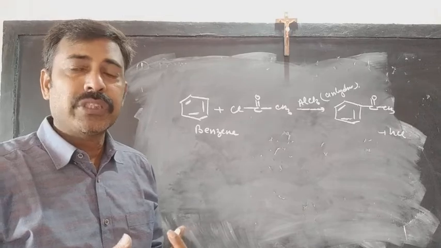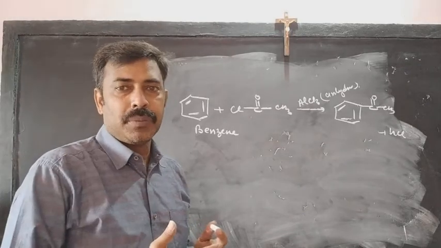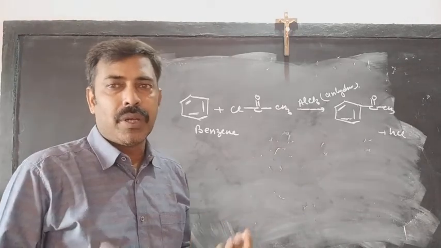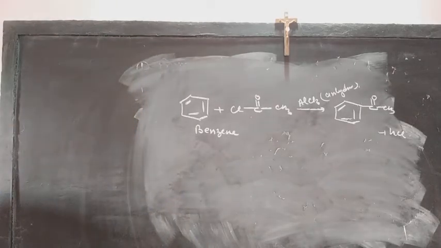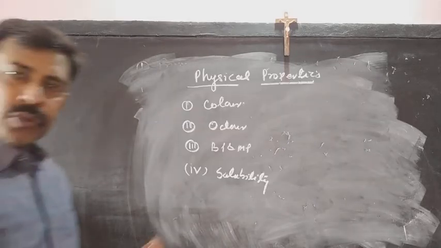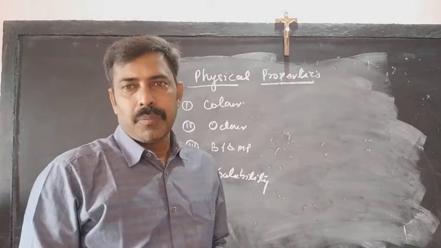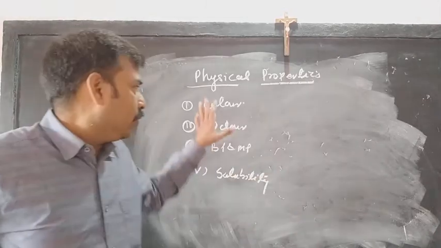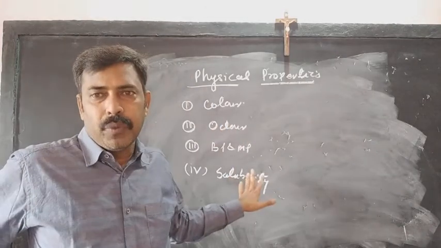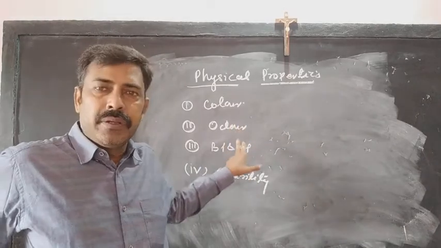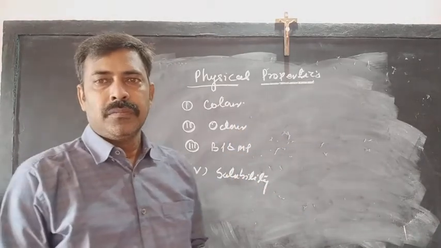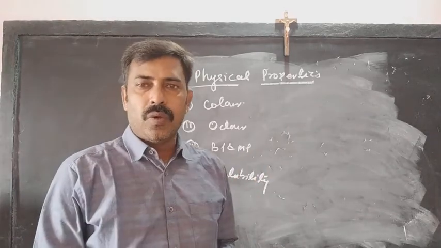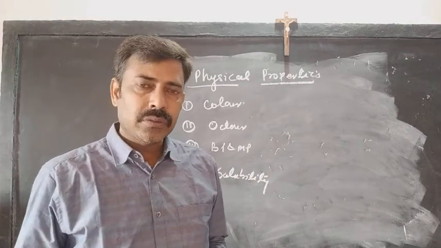Now we are going to discuss the physical properties of the system. What are the physical properties of aldehyde and ketone? In the physical properties we generally discuss only these four points: color, odor, boiling point and melting point, and the last one is the solubility. Then we are starting with the color. What is the color of the aldehydes and ketones?